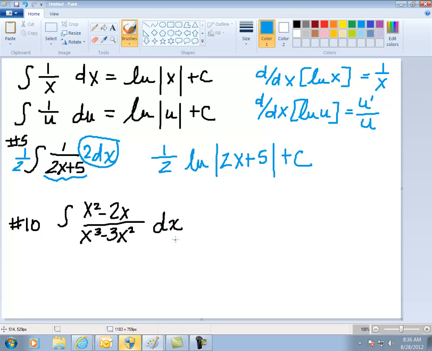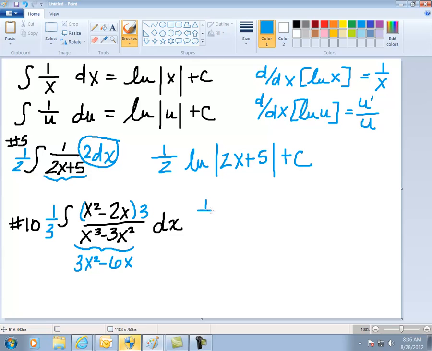Let's do another example. If I treat my denominator as the u, or the x, then I need the derivative of this. The derivative of x cubed minus 3x squared is 3x squared minus 6x. In the numerator, I don't have that, but I have x squared minus 2x. I notice that they only differ by a multiple of 3. So I'm going to multiply my numerator by 3, so I need to put my 1/3 out here.